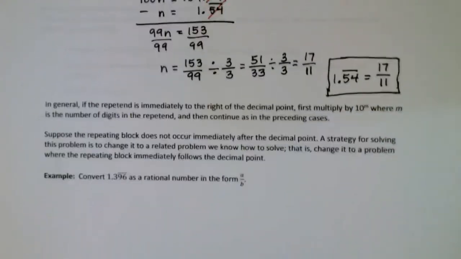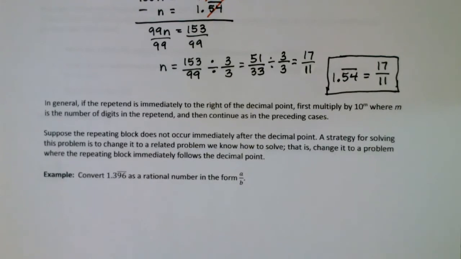All right, generally speaking, if the repeating block is immediately to the right of the decimal point, you first multiply by 10 to the m, where m is the number of digits in the repeating block, and then continue as in the preceding cases.